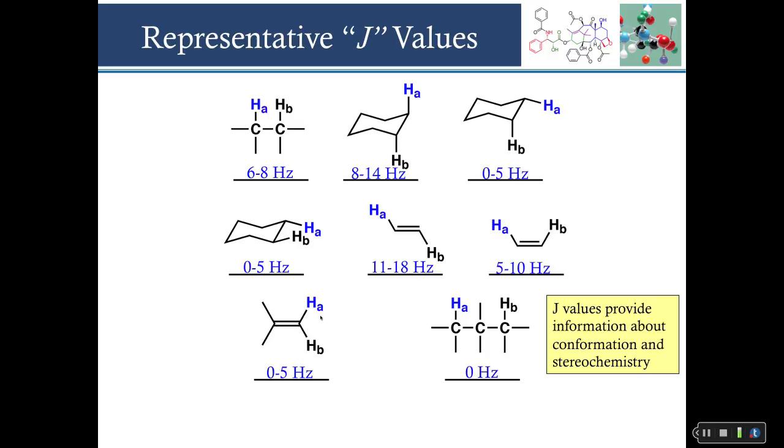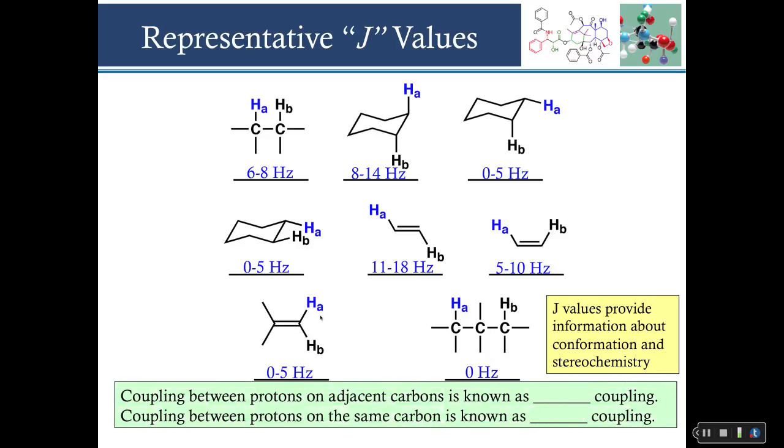Neither is this next thing here, where on occasion you can see some coupling, but it is so rare that I've just put 0 hertz. You skip one carbon, and suddenly the next carbon over and its bonds to hydrogen, it's too far removed. We lost the lines of communication from HA to HB. They don't couple. You don't see any observed coupling in the NMR.